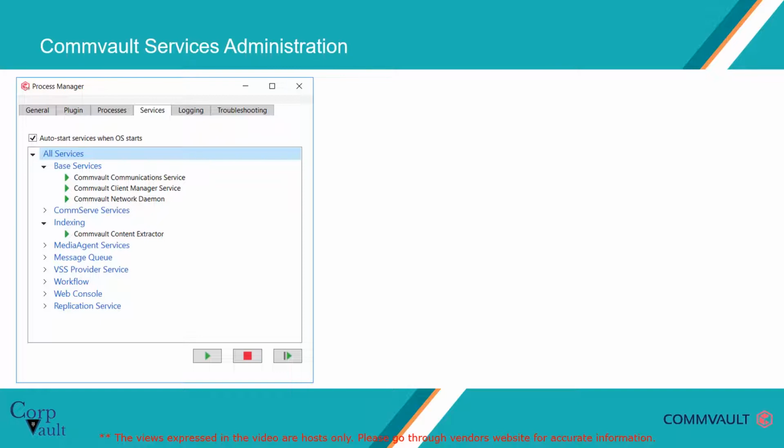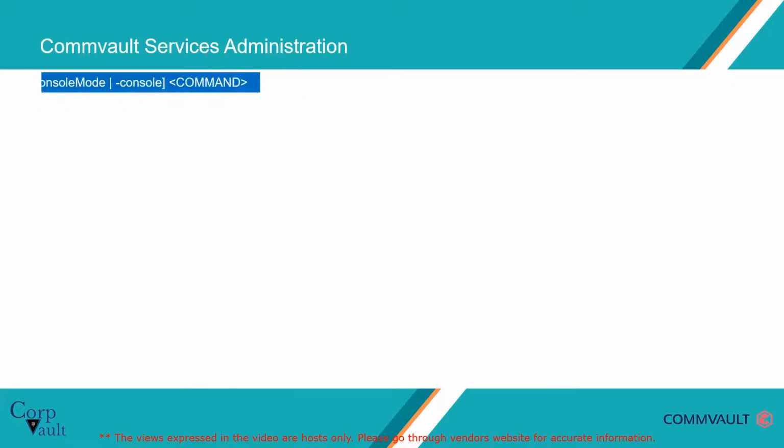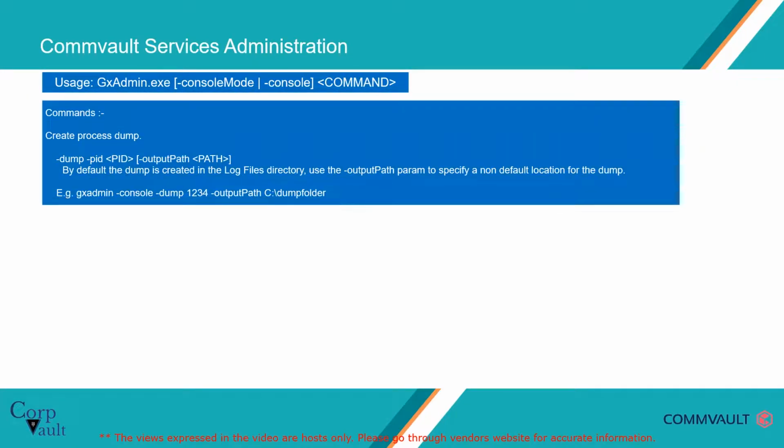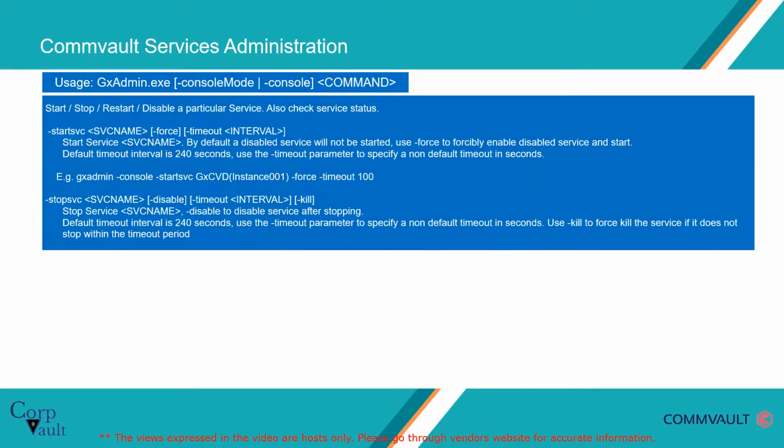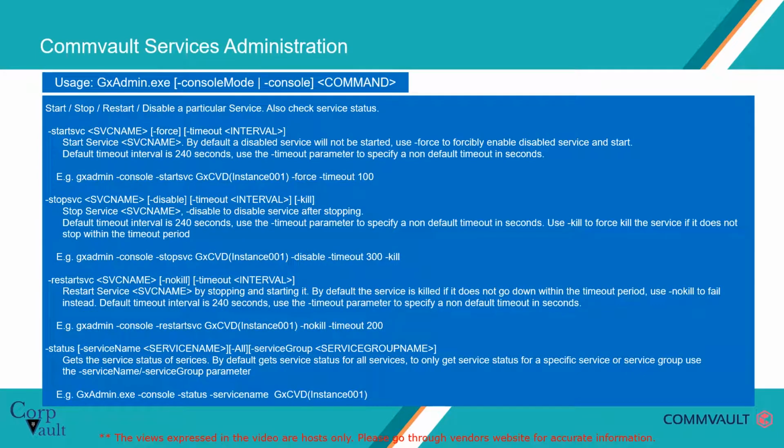You can manage a service start using gxadmin utility. It is located under base folder. This is the command usage. This is the command to create process dump using command line interface. You can kill Commvault process using this command. These are the commands to start, stop, restart, disable a particular service.